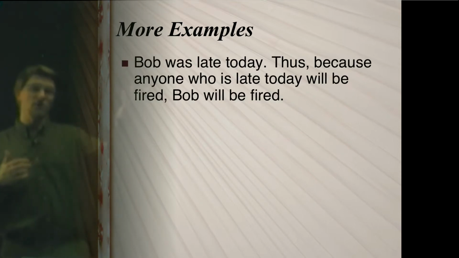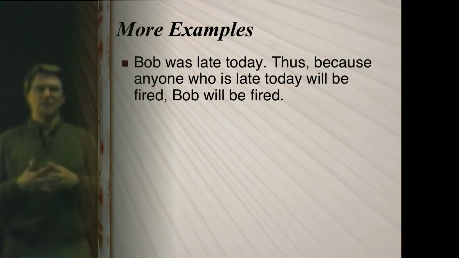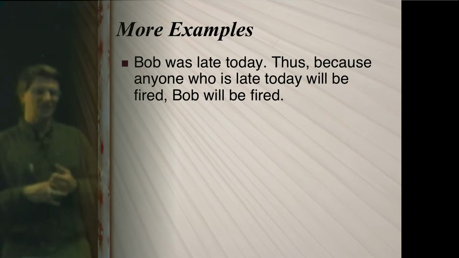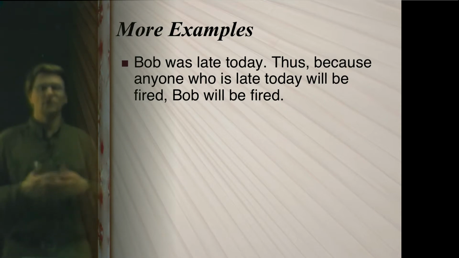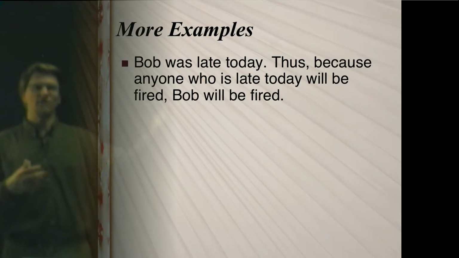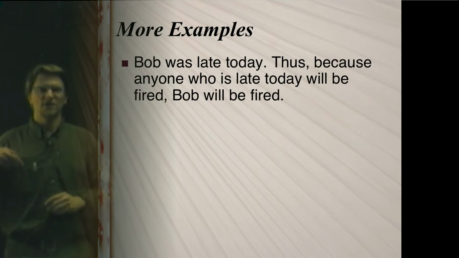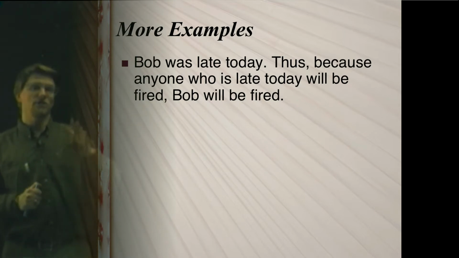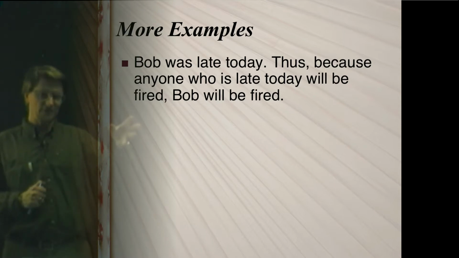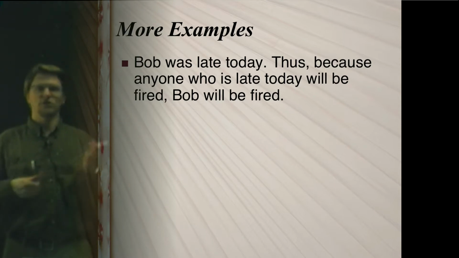So here, I'm going to go ahead and tell you this is an argument. Bob was late today, thus because anyone who is late today will be fired, Bob will be fired. And so the question is, do we see any indicator words here, right? And so, in fact, we see the word thus, comma, because. And thus, comma, because would be a combination of a conclusion, comma, premise indicator. There are other combinations, just to give you a quick example.